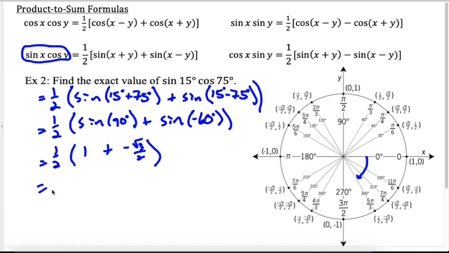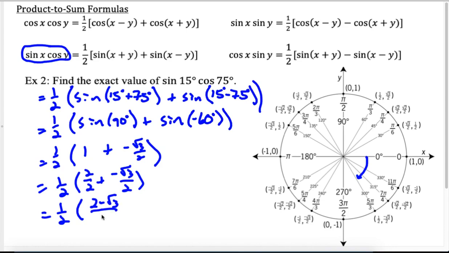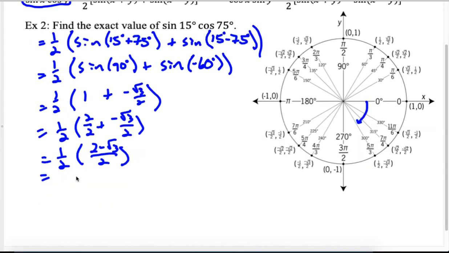So we can clean this up a little bit. I can get common denominators on the inside here. 1 would just become 2 over 2 plus negative square root of 3 over 2. Combine those on the inside. That would just be 2 minus radical 3 over 2. And then to multiply these fractions together, I would just multiply the denominators. So this would end up being 2 minus radical 3 over 4.